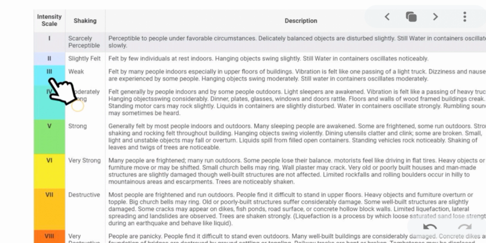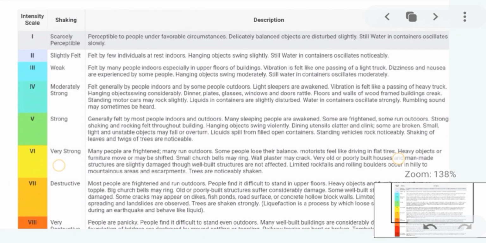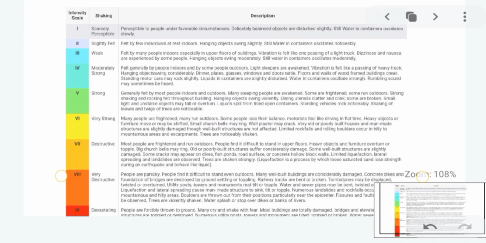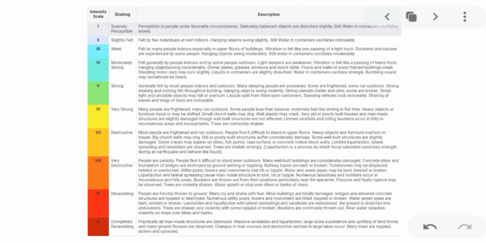And then, scale 3, weak shaking. Mararamdaman lahat ng people indoors, especially dun sa nasa upper floors ng buildings. Then, we have here 4, moderately strong shaking, 5, strong shaking. These are the descriptions. I'll send this to you in reference. Although, that can be easily understood naman.